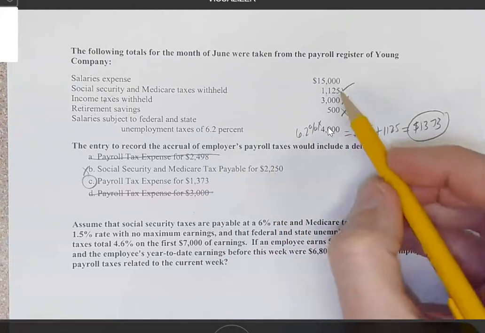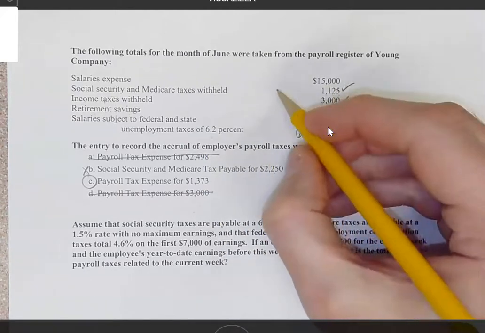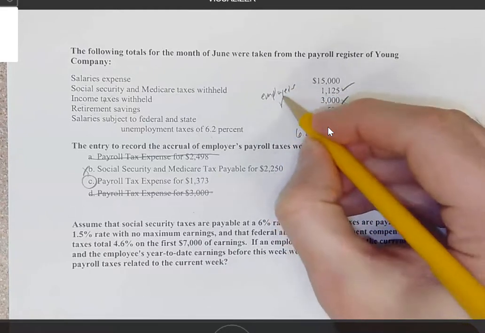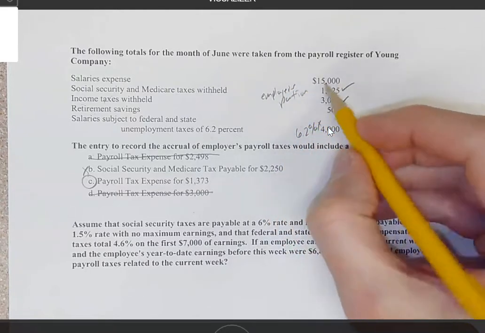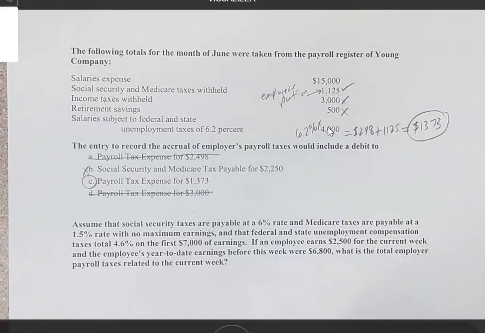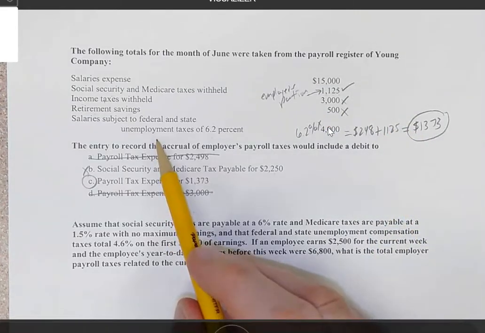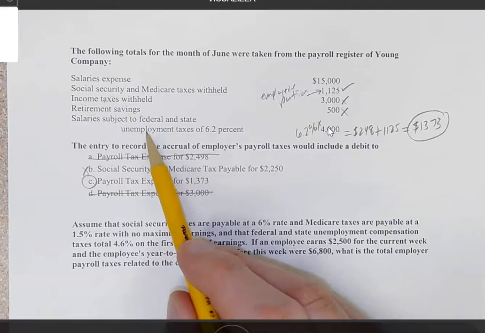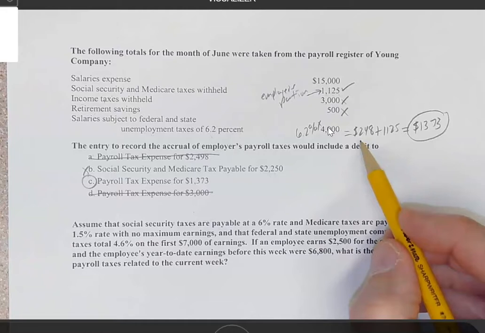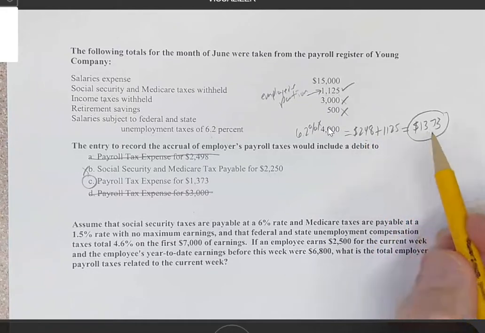So we're only concerned with the employer's portion of the Social Security and Medicare tax. And then we also said from the previous question that unemployment taxes are solely the responsibility of the employer. So the unemployment taxes were the $248. We add to that the $1,125. We get $1373.